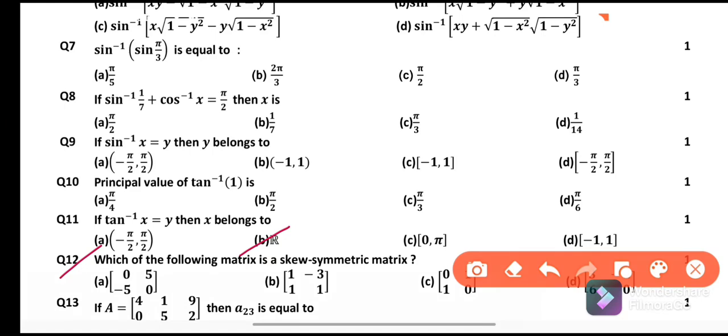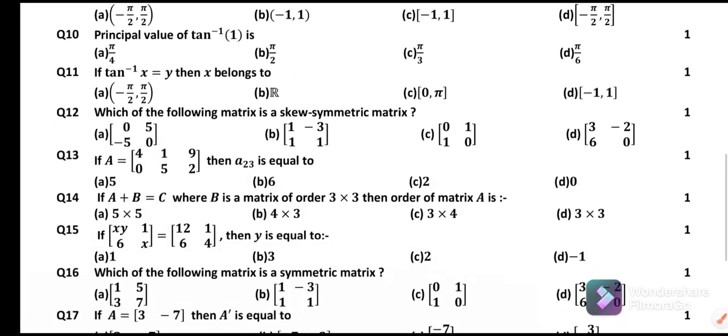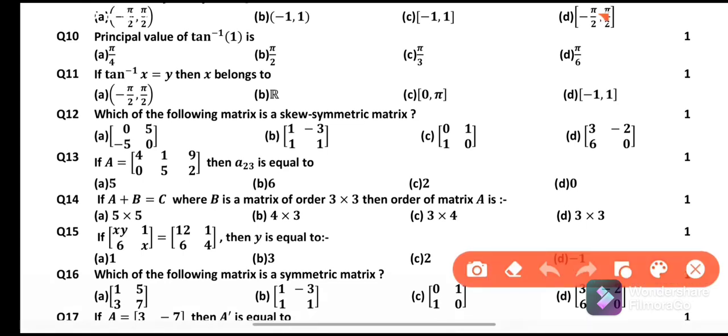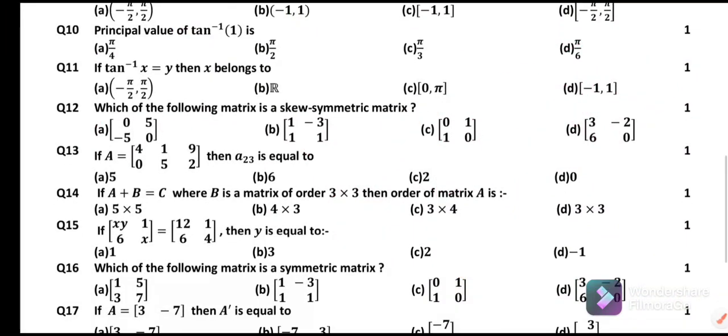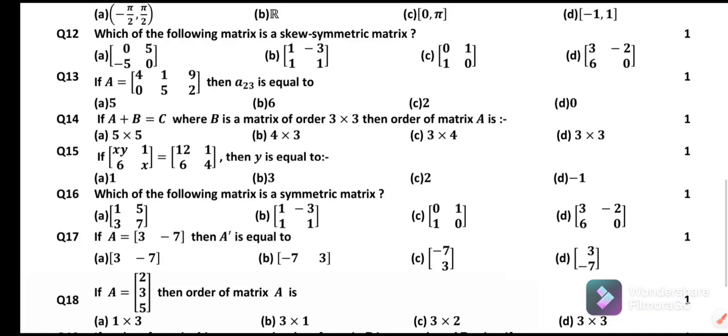Which of the following matrix is a skew symmetric matrix? Now take this matrix. If we take transpose of this matrix, we get 0, 5, minus 5, 0. So this is a skew symmetric matrix because A transpose is equal to minus A. Next question. Very simple.